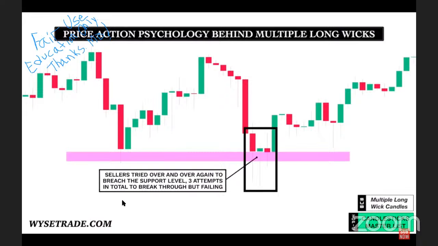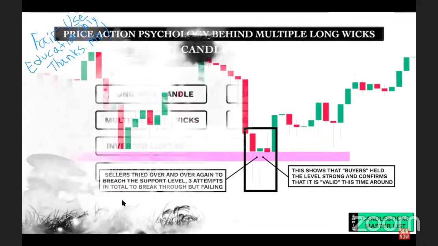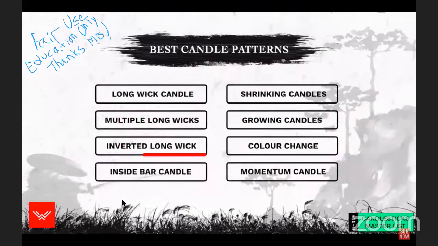This shows that sellers tried over and over again to breach the support level, 3 attempts in total to break through, but failing, showing that buyers held the level strong and that the level is valid this time around. So next, the inverted long wick candle.